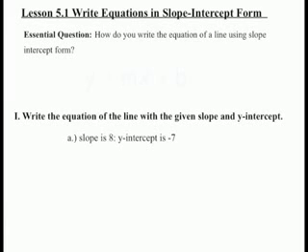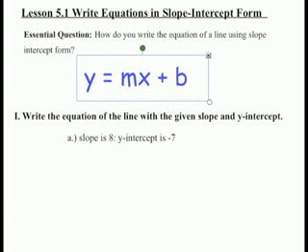Lesson 5.1. Write equations in slope-intercept form. How do you write an equation of a line using slope-intercept form? Well, slope-intercept form is y equals mx plus b. So we need a slope and a y-intercept.